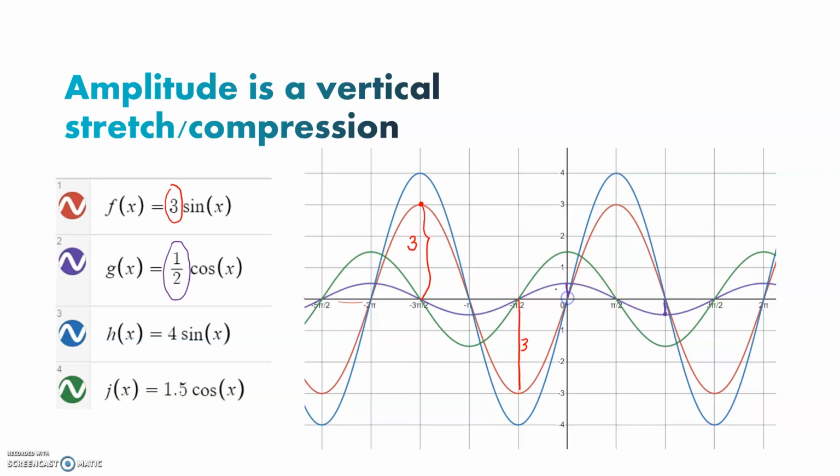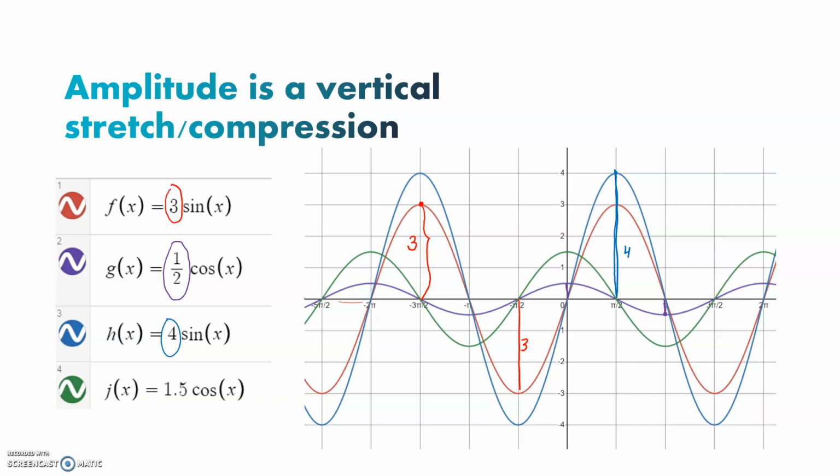And it doesn't matter that we have sine or cosine, it's the same, because the amplitude of sine and cosine are normally 1. So a multiplier of 1/2 is going to be a compression of 1/2 for both of those two functions. If I look at the h function, the amplitude would be 4, and there it is. There's the amplitude of 4 that you can see on that graph.